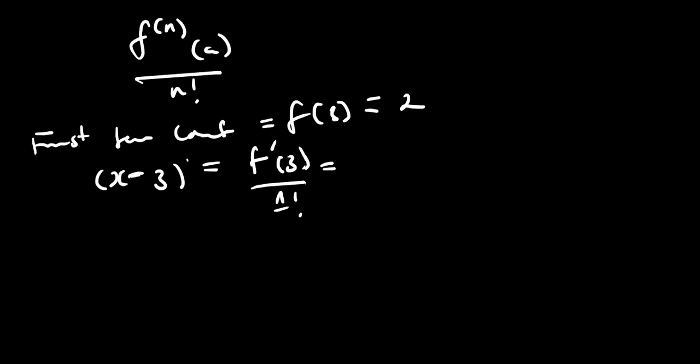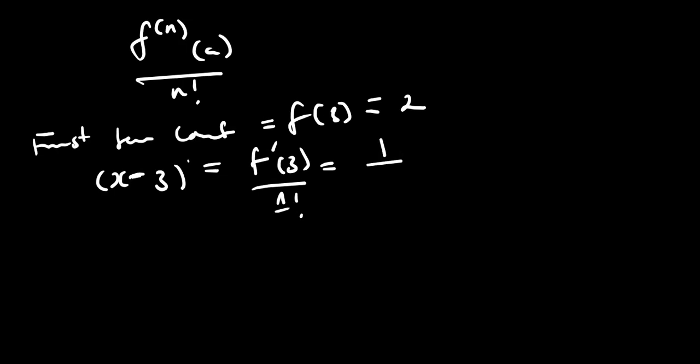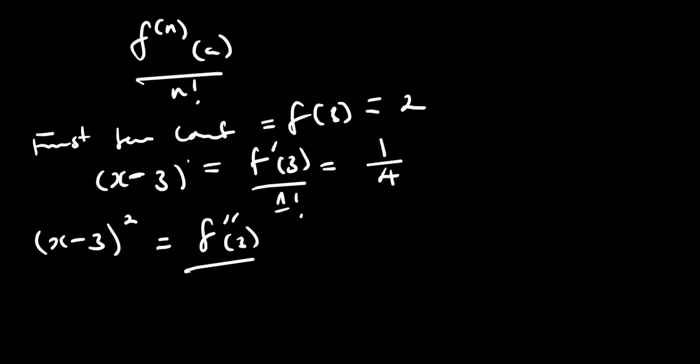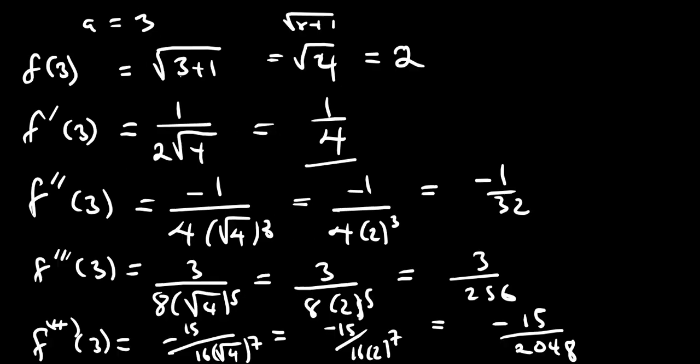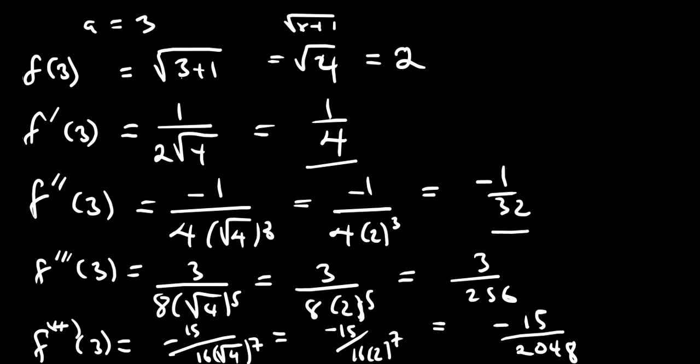So I replace the 1 over 4, then 1 over 4 divided by 1 factorial, which is just 1. I'll remain with 1 over 4. Then I check the next one, which is 4x minus 3 to the power 2. Then that will be f double prime of 3, then down there that is 2 factorial. So I found this f double prime at 3, which is just this here, negative 1 over 32.